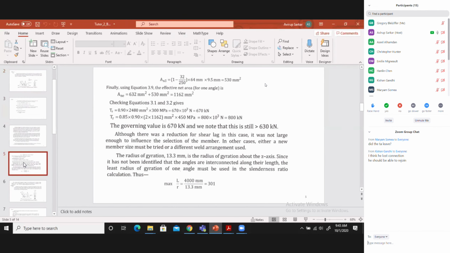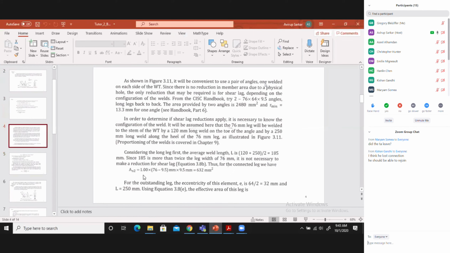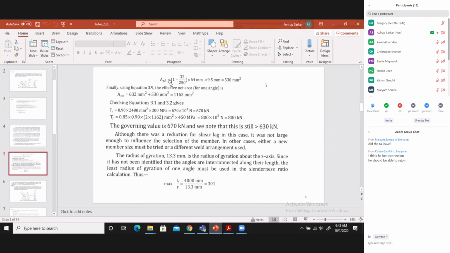Okay, so for calculating the effective area in the short leg, you make use of this formula. Instead of 1, in this case the factor was 1, and in this case the factor becomes 1 minus 32 by 250. And what is the 32? It is the eccentricity, that is half of the length of the leg, that is 64. Okay, then you multiply by 70, multiplied by the length of the leg 64 and the thickness, you get this 530, and the total effective area will be summation of the two, 632 and 530, that gives me 1162 millimeter square.